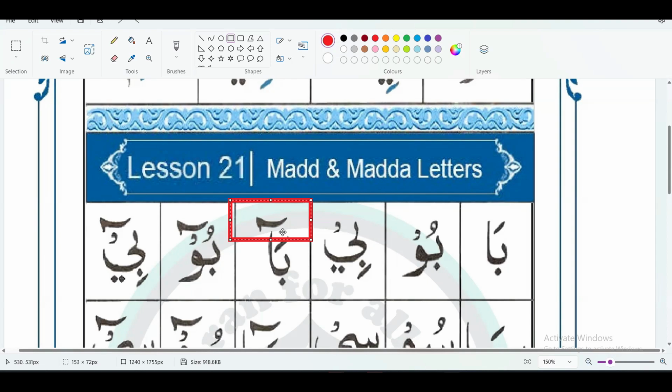The mud doesn't have its own sound. The mud doesn't have any sound. The purpose of that sign is to stretch the letter for 4 to 6 seconds. That's it. So how are we going to read this?